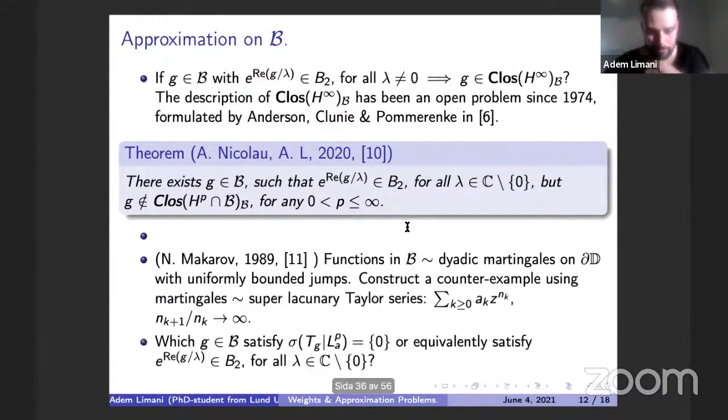So the remaining question here is now, okay, this condition with zero spectrum, or this B2 condition, doesn't capture this H-infinity closure. But what the heck does it do? What is it? How can we understand it? Is it meaningful to study it somehow? Well, it is a natural question, and indeed, we shall answer this question soon.